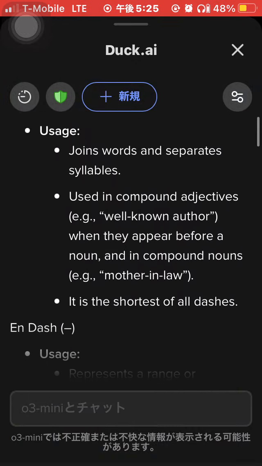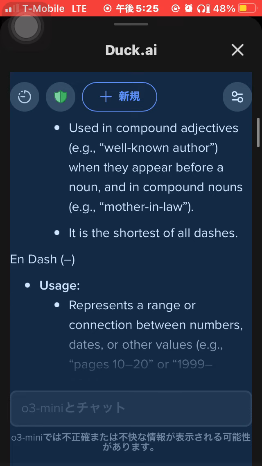Usage: joins words and separates syllables. Used in compound adjectives, for example, well-known author, when they appear before a noun, and in compound nouns, for example, mother-in-law. It is the shortest of all dashes.